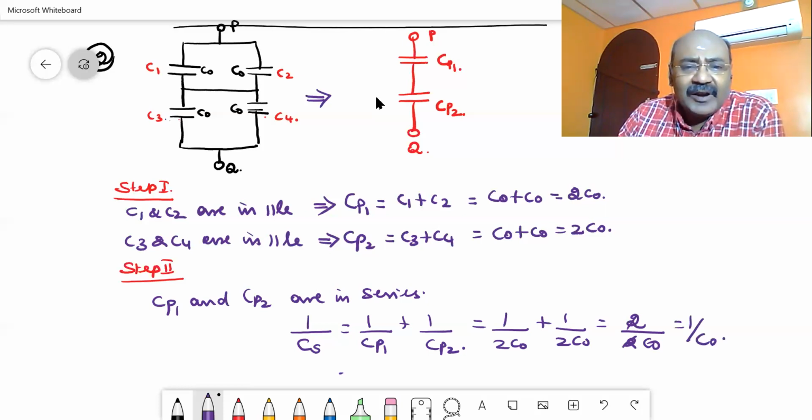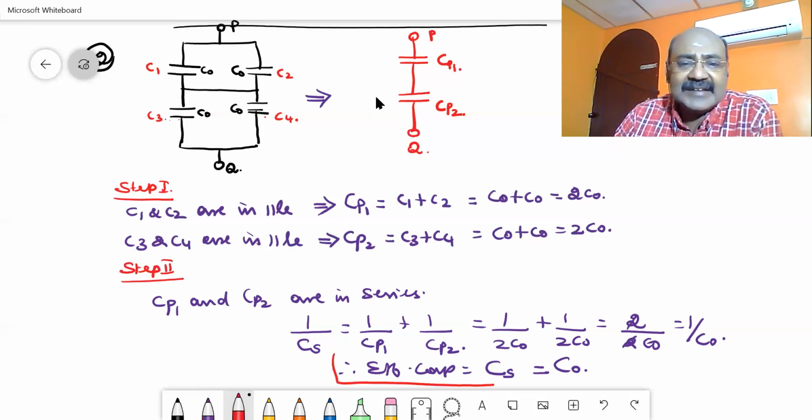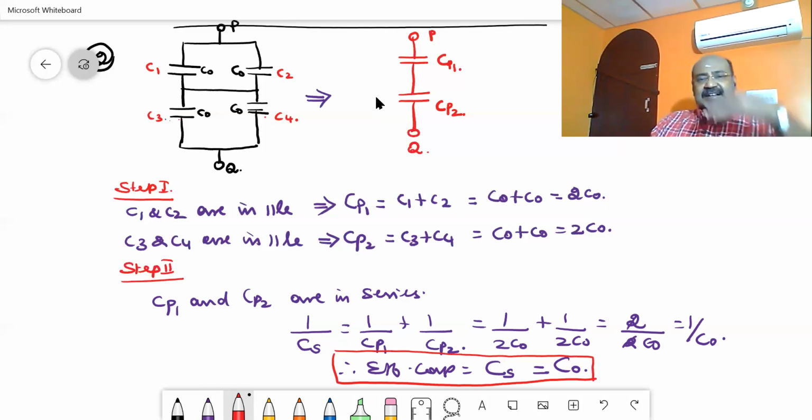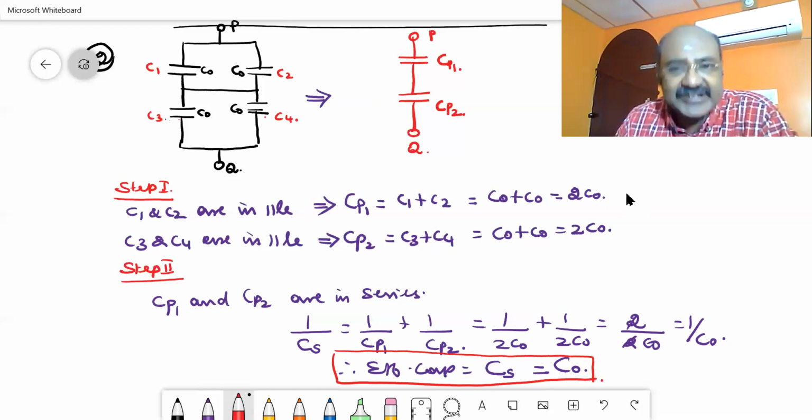So therefore, what is the effective capacitance? Effective capacitance is equal to CS. Taking reciprocal, the effective capacitance is equal to C0. This is the final answer, the effective capacitance across P and Q. This is the second subdivision.